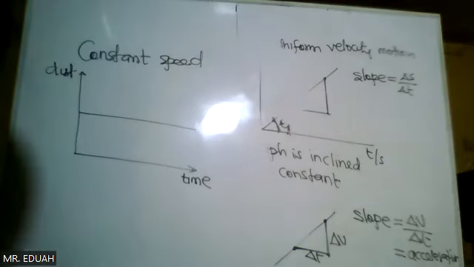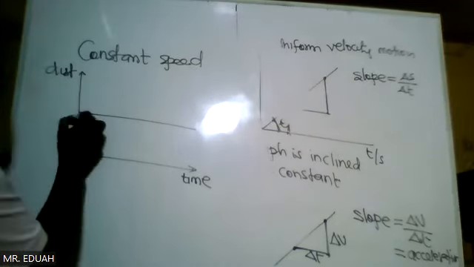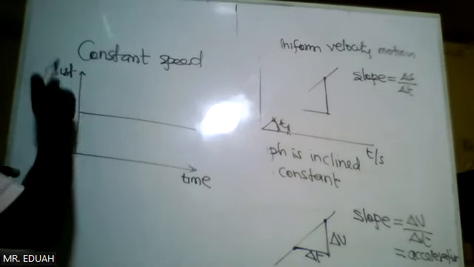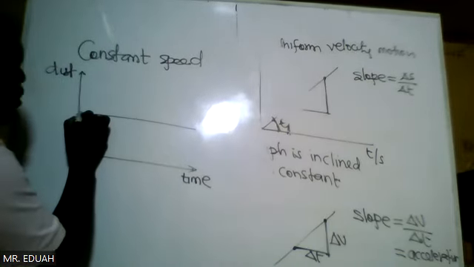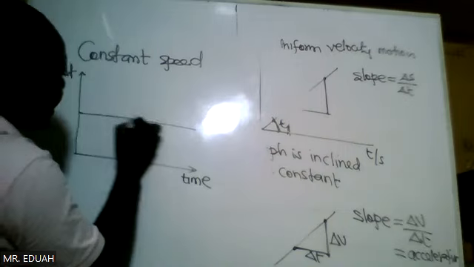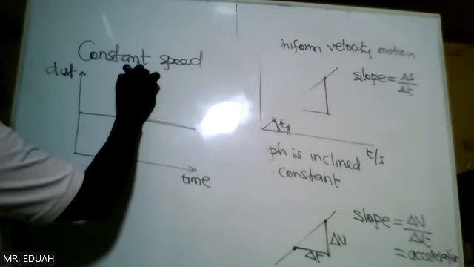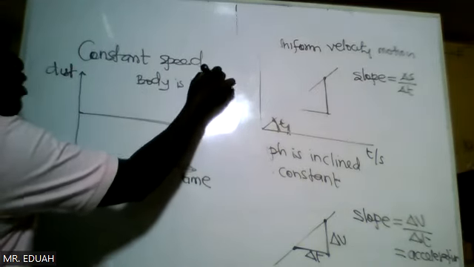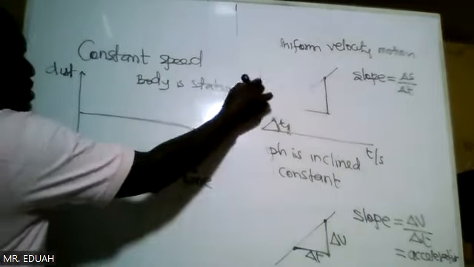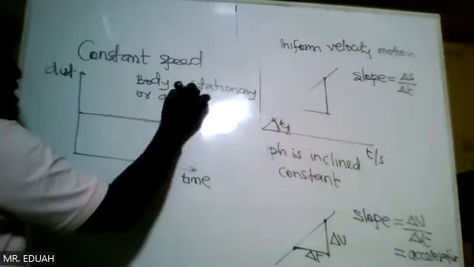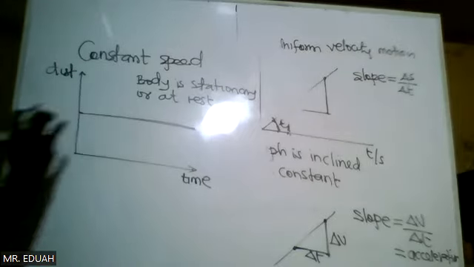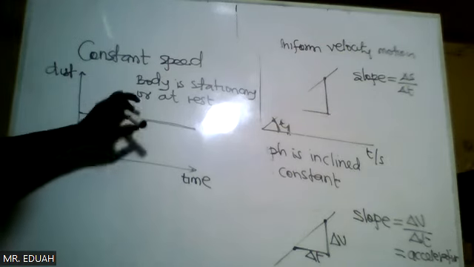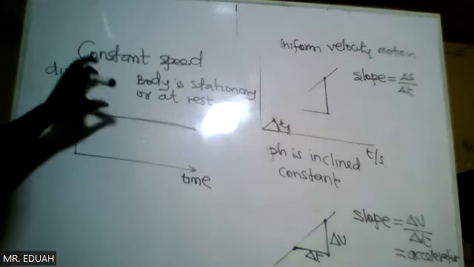It's no, because for a distance or displacement time graph, if the line is parallel to the time axis, it means the body is stationary. Body is stationary or at rest. This is what this means. So Josiah and Cadmiel, this is a graph of a stationary body.